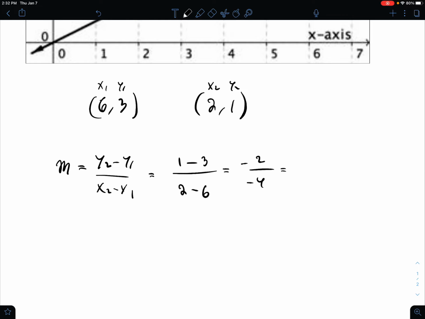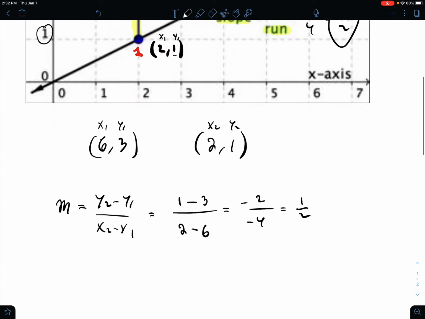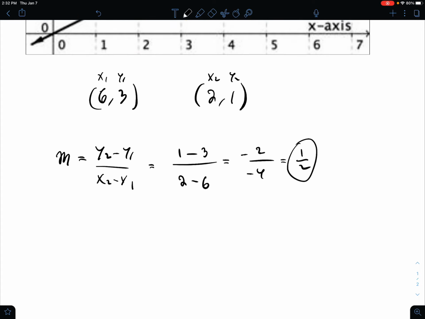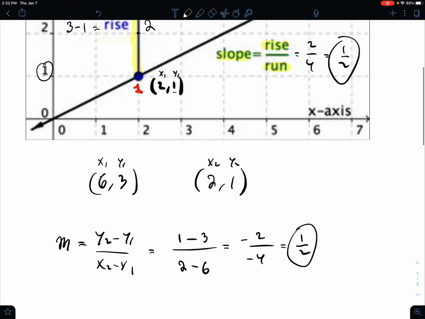to positive 1/2. When I have this other one, I actually never did it, but the slope here was actually 2 over 4, which would have been 1/2. And of course, we get the same slope no matter whether we call this point 1 or point 2, or point 2 and point 1.